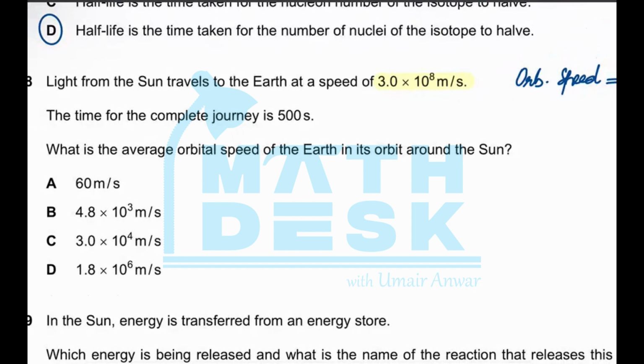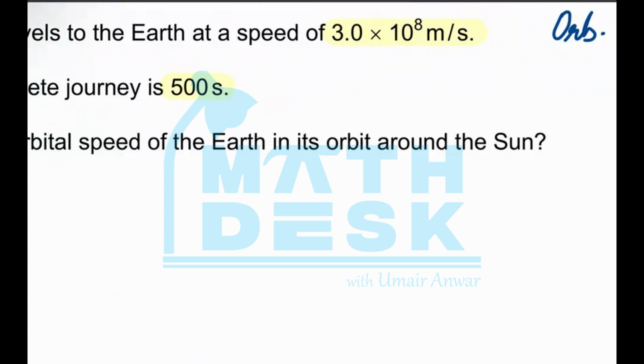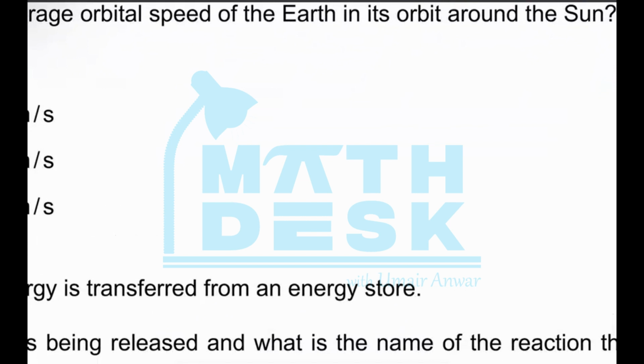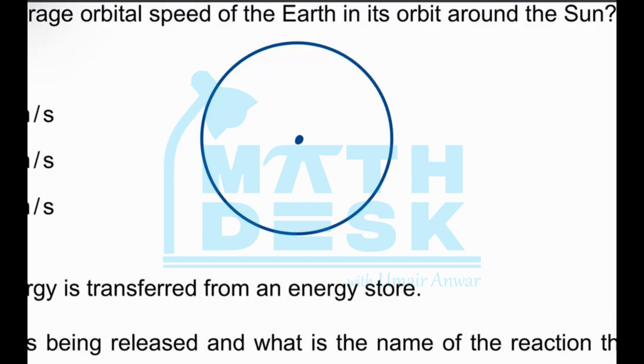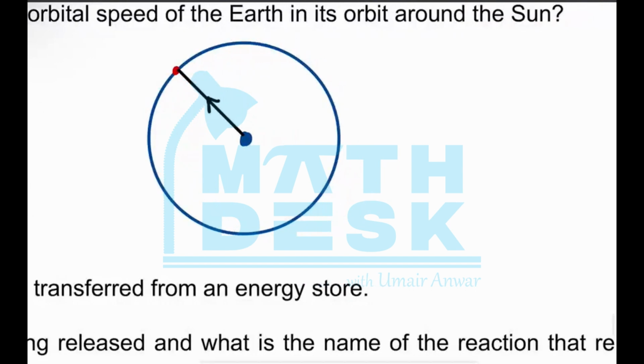that the speed of the light is 3.0 × 10^8, and it takes a time of 500 seconds to reach from the sun to the earth. So the distance it would be covering would be equal to the radius of the orbit of the earth around the sun. For example, earth revolves in this circle. Here is the sun, and we can consider the earth over here. So the distance between the sun and the earth is actually the radius of this orbit of the earth around the sun.